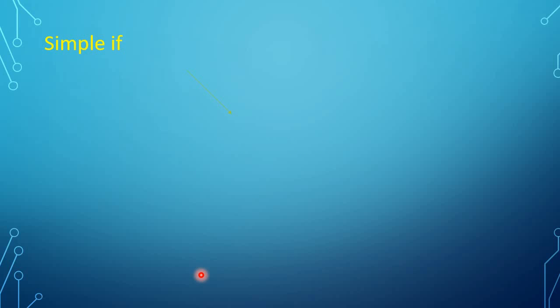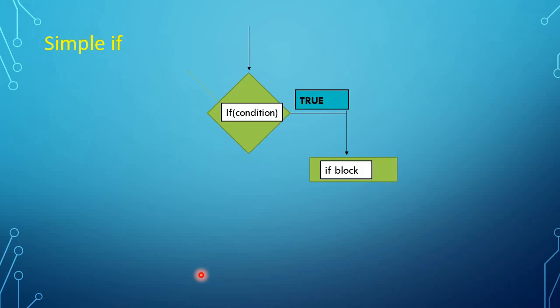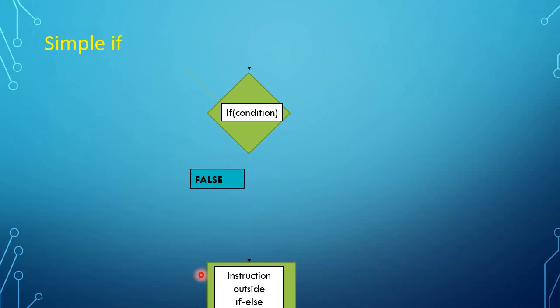This can be shown in the following diagram. If the condition is true, then the if block will execute. After that, the statement next to it will execute. If the condition fails, then it moves directly to the instruction outside the if block.